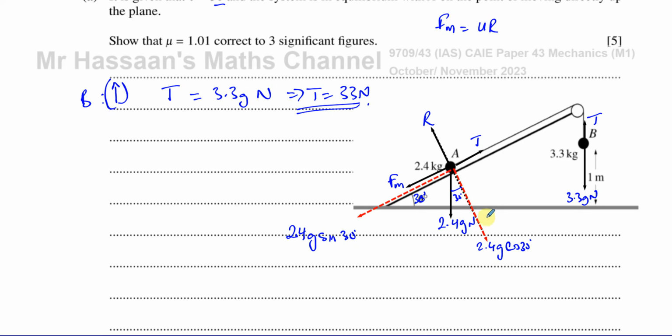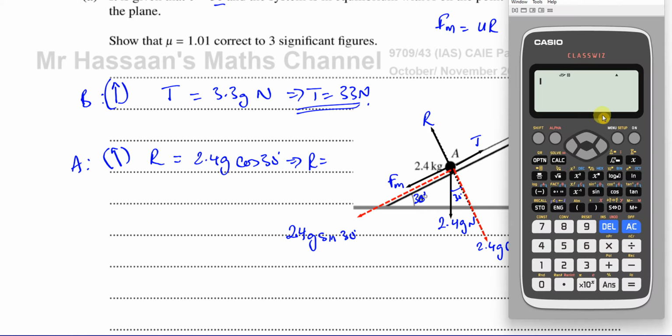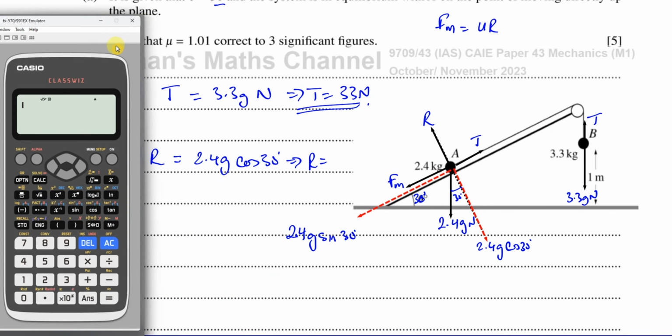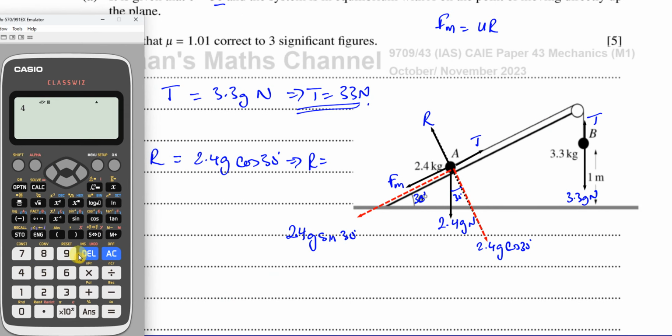Now, if I resolve these forces perpendicular to the plane, then I know that R is equal to 2.4 G times cosine of 30. Okay, so we can find what R is exactly from this. We have 2.4 times, or that's going to be 24 because it's multiplied by 10. So we use 24 times cosine of 30, which gives us 12 root 3. I'll leave it in this exact form, 12 root 3.